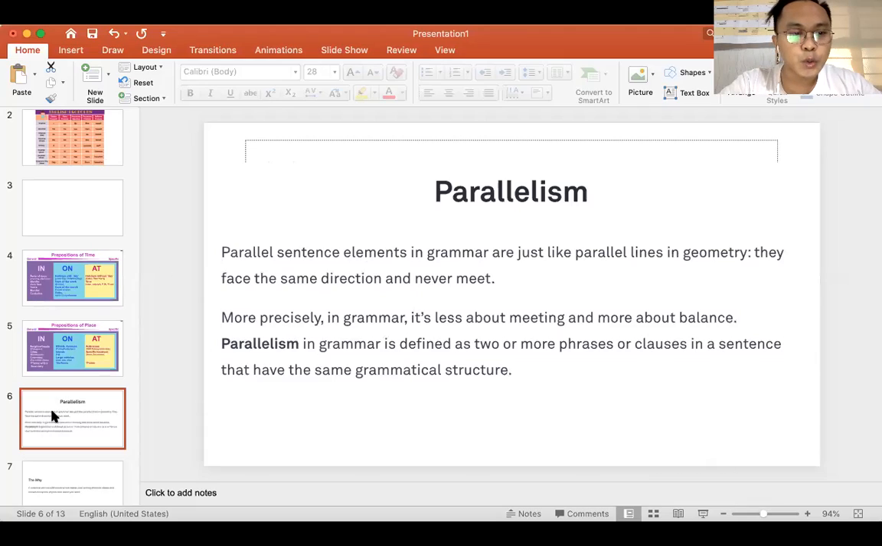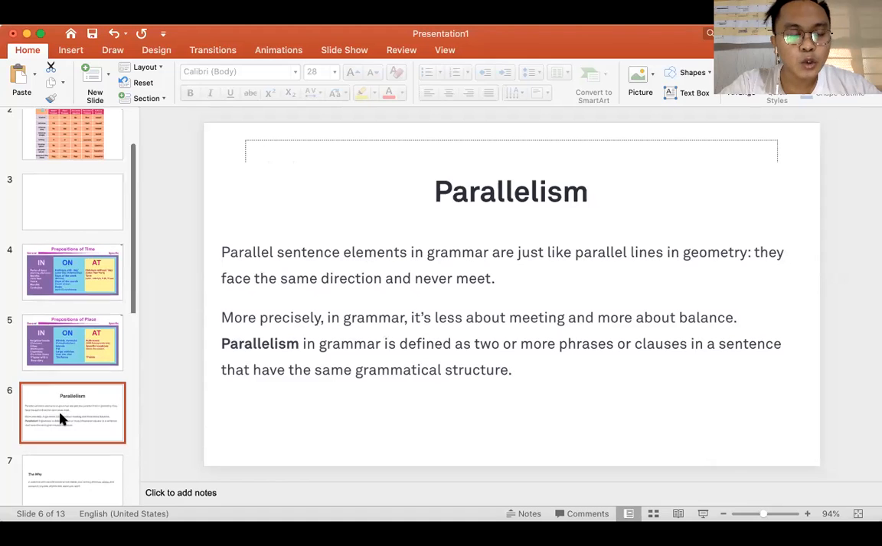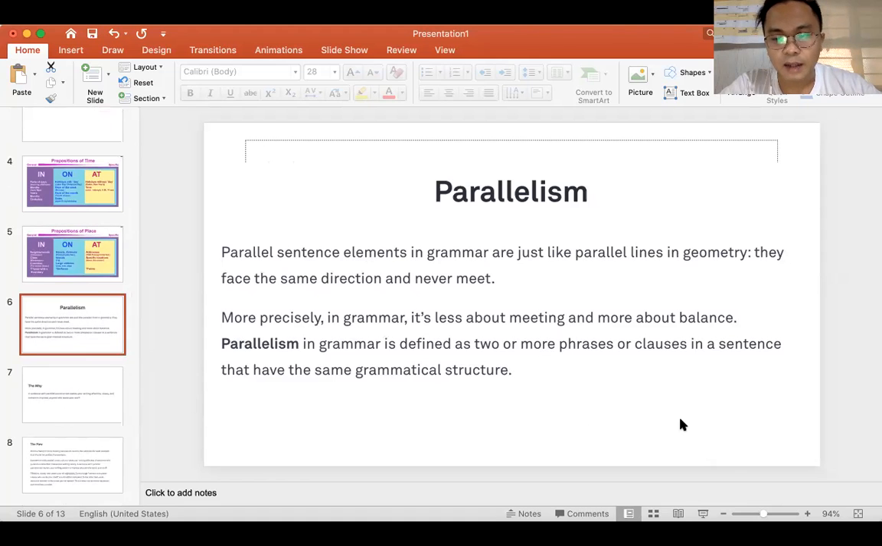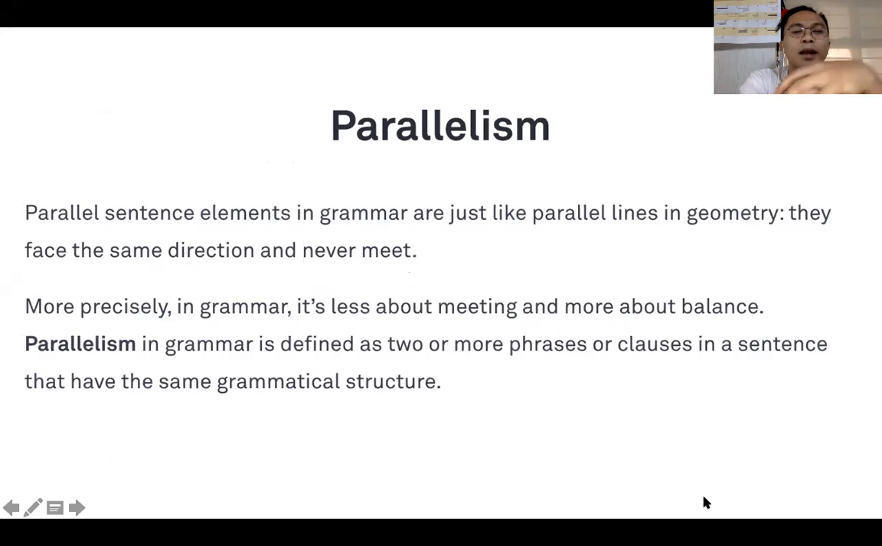Marami sa inyo dito yung hindi pa siguro talagang nagagamay kasi we need to really practice pagdating sa parallelism. Bakit ba natin ginagawa yung parallelism? Ano ba yung parallelism? So yung parallel sentence elements in grammar are just like kung sa geometry, parang parallel lines. They need to face the same direction and kailangan hindi sila nagmi-meet. Walang intersection or walang interchange ng direction na nangyayari. So sa grammar din, it's about making balance sa sentence natin.